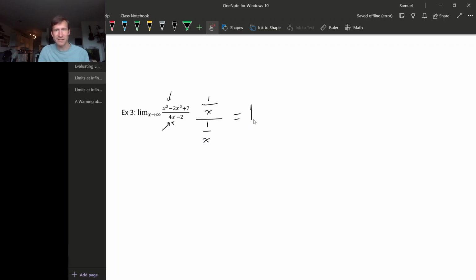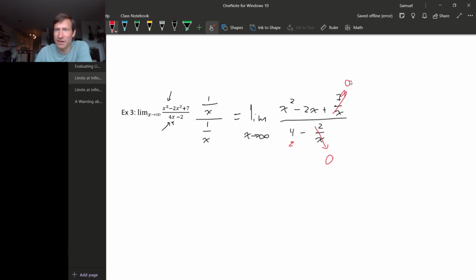So when we multiply this out, we get the limit as x goes to infinity of, distributing through the numerator, (x squared - 2x + 7 over x) over (4 - 2 over x). Now we have to ask ourselves what happens when x gets big. All right, so this 2 over x part is going to go to 0. 4 is going to stay 4. 7 over x is going to get very small.